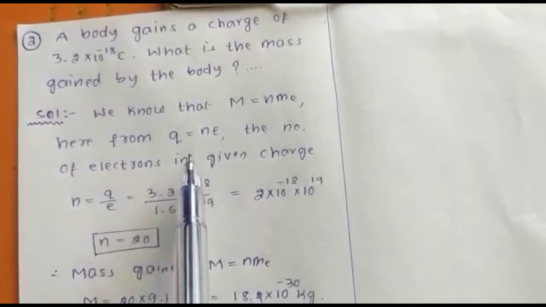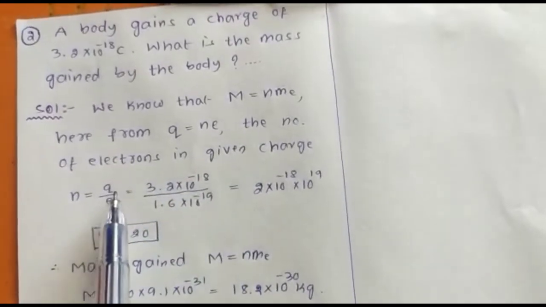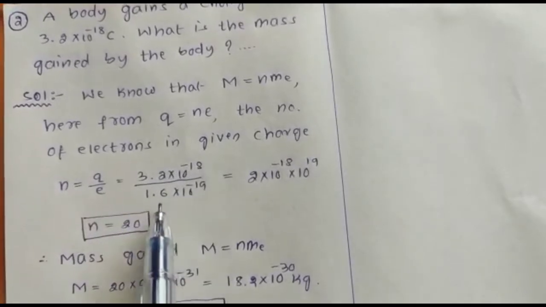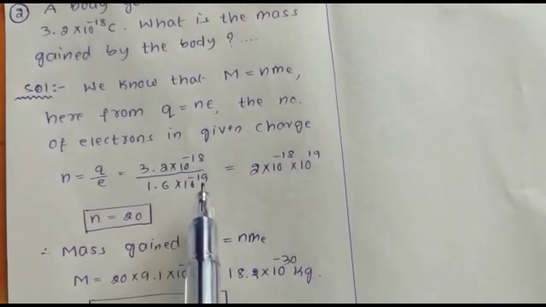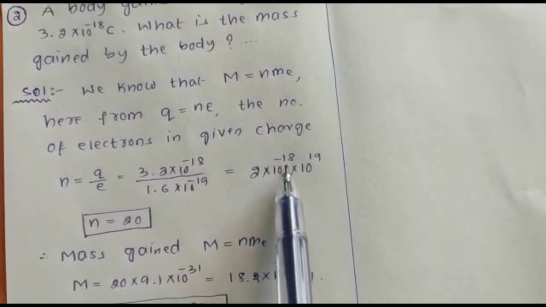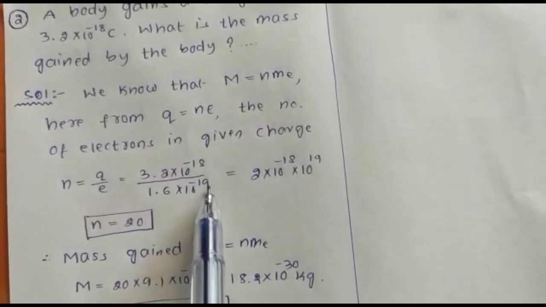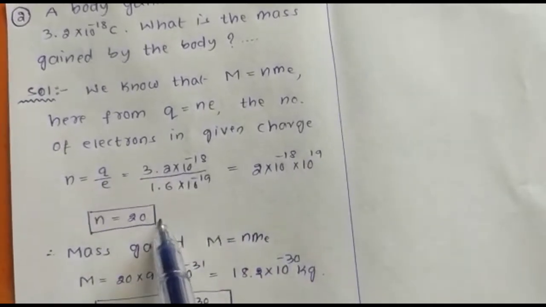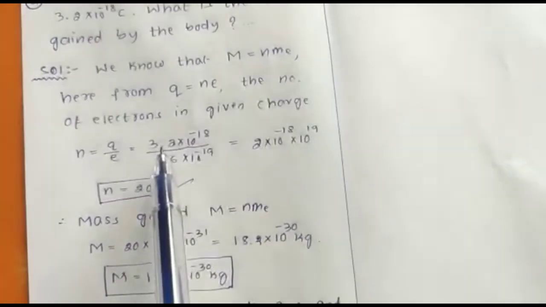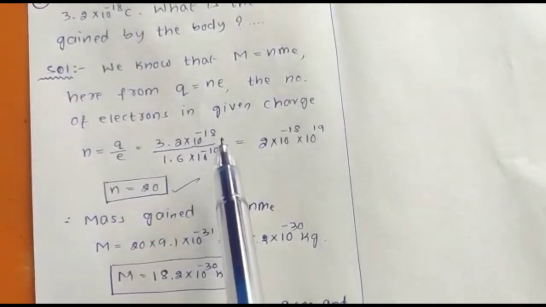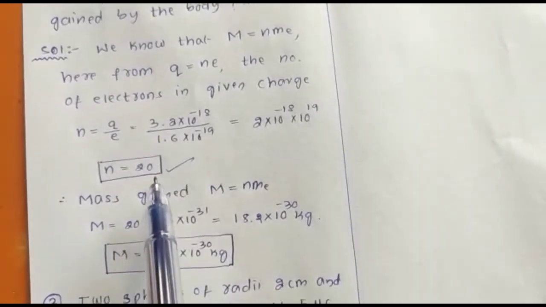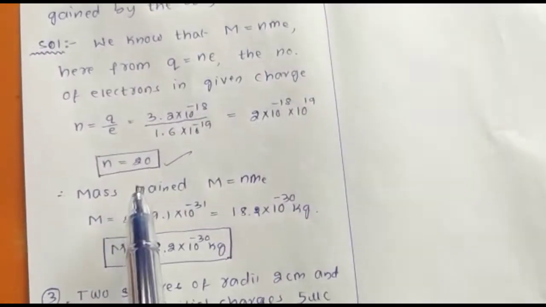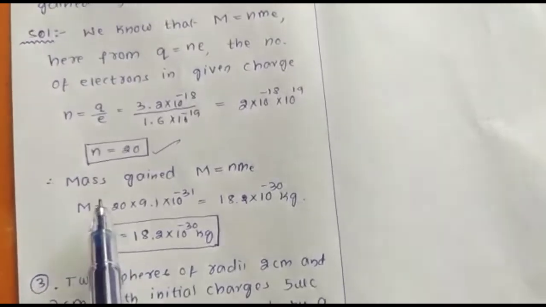Therefore now, from the formula q is equal to ne, n is equal to q by e. Here substitute the given values: q is equal to 3.2 into 10 power minus 18, and e is 1.6 into 10 power minus 19. That becomes 2 into 10 power minus 18, and take this 10 power minus 19 upside, it becomes 10 power 19. Therefore now the answer becomes n is equal to 20. Therefore in the given charge of 3.2 into 10 power minus 18 coulomb, 20 electrons are present.